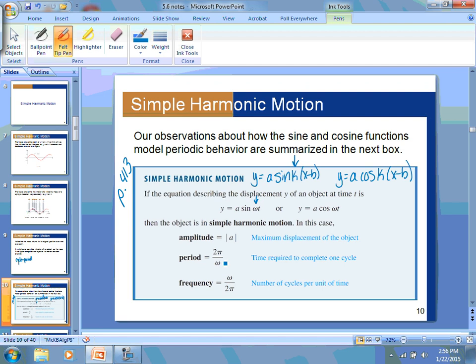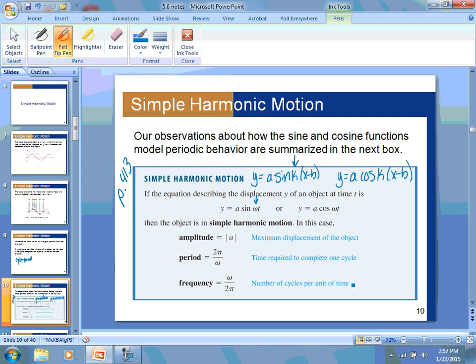That period will then tell us the time that it takes to go through one cycle or one period of the graph. If you take the inverse of that period, you actually get your frequency. So if you do w divided by 2 pi, that tells you the number of cycles per unit of time. Those are the three new pieces of information that we're going to be seeing.